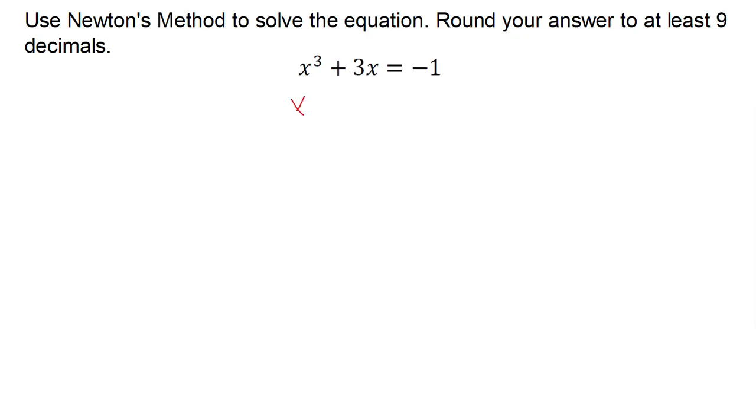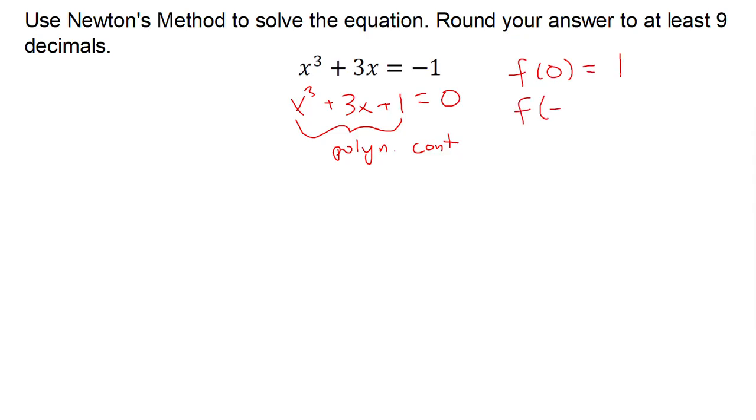So the first thing we're going to do is just set this equal to 0. So x cubed plus 3x plus 1 is equal to 0, which we know this function is a polynomial, which means it is continuous for all real numbers. And we know that we can find f of 0 really easily. f of 0 is just going to be equal to 1. And if we look for f of negative 1, we'll see that that's negative 1 minus 3 plus 1, which is negative 3. So we're going to want to take our first guess somewhere between 0 and negative 1. So our first guess as to what the root is going to be is just going to be negative 0.5.